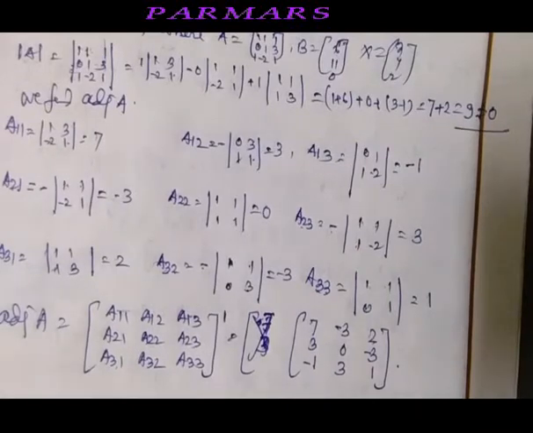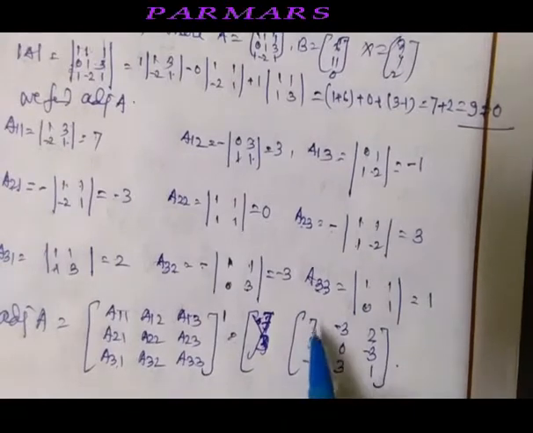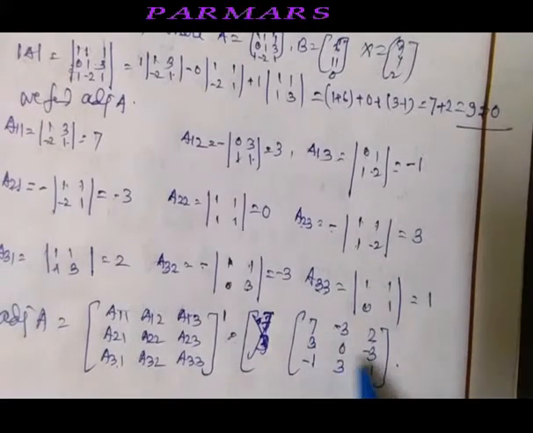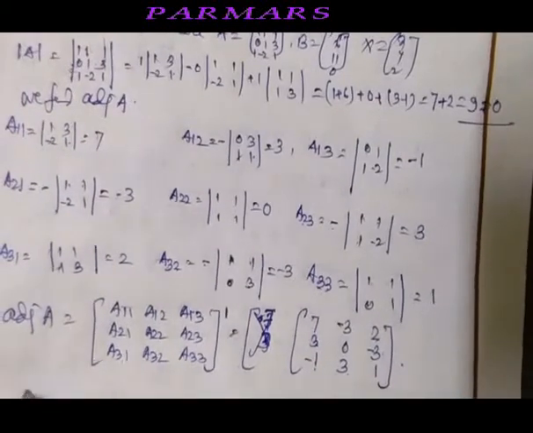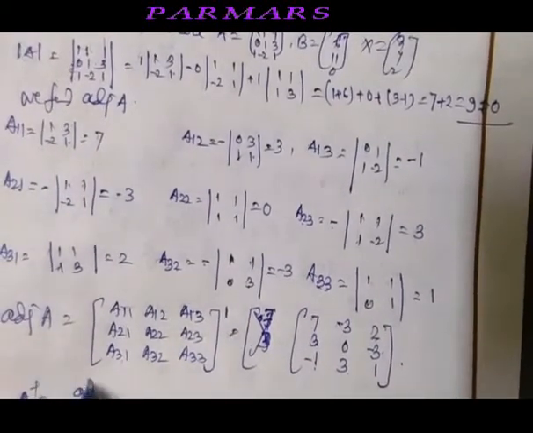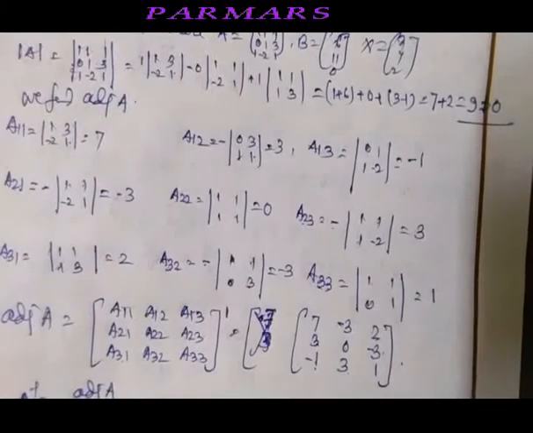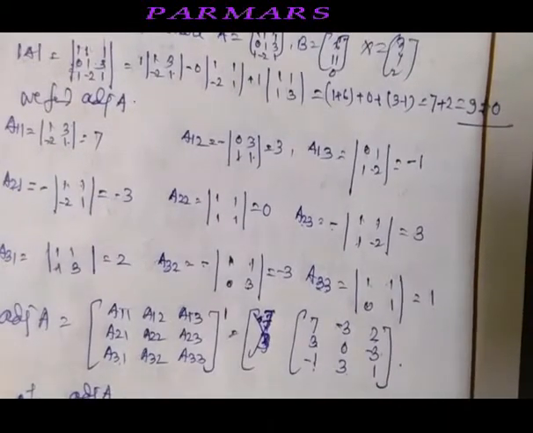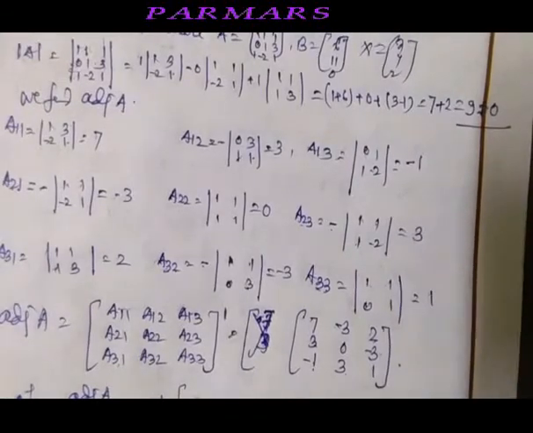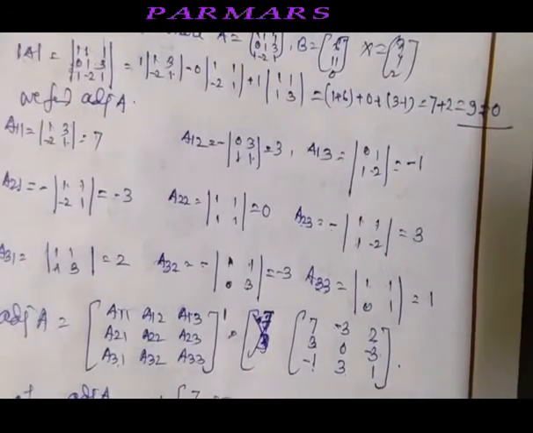Is it clear? So we have to find the adjoint of A: 7, -3, 2; 3, 0, -3; and -1, 3, 1. Then A inverse is adjoint A by determinant A. Determinant A is 9, so write down 1 by 9 here. No need to multiply or divide each and every element first.